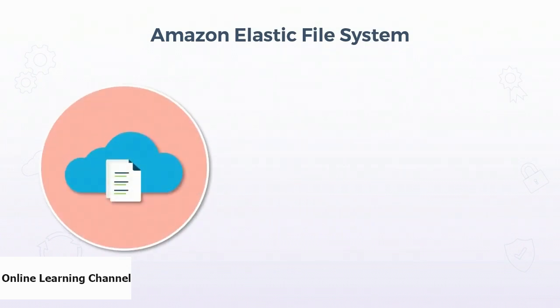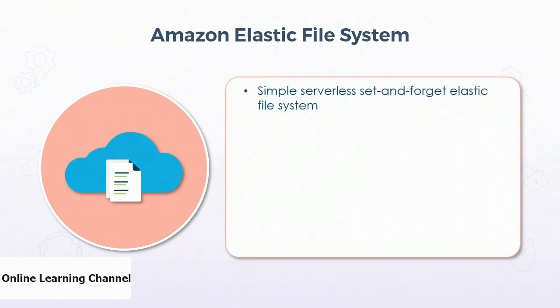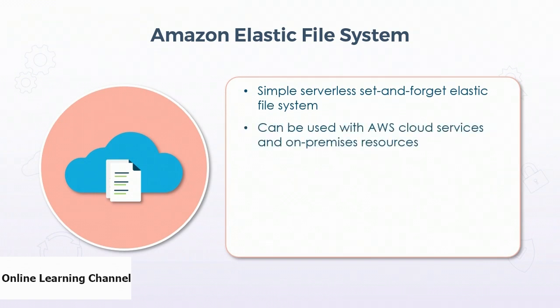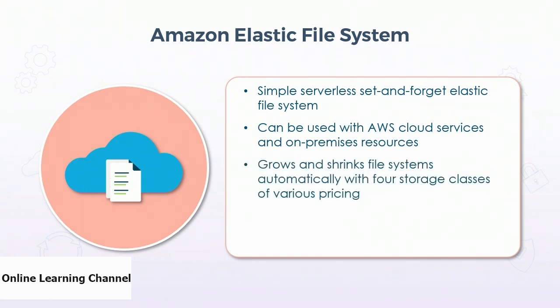Amazon Elastic File System, referred to as Amazon EFS, provides a simple, serverless, set and forget Elastic File System that can let you share file data without provisioning or managing storage. It can be used with AWS Cloud Services and on-premise resources and is built to scale on demand to petabytes without disrupting applications. With Amazon EFS, you can grow and shrink your file systems automatically as you add and remove files.